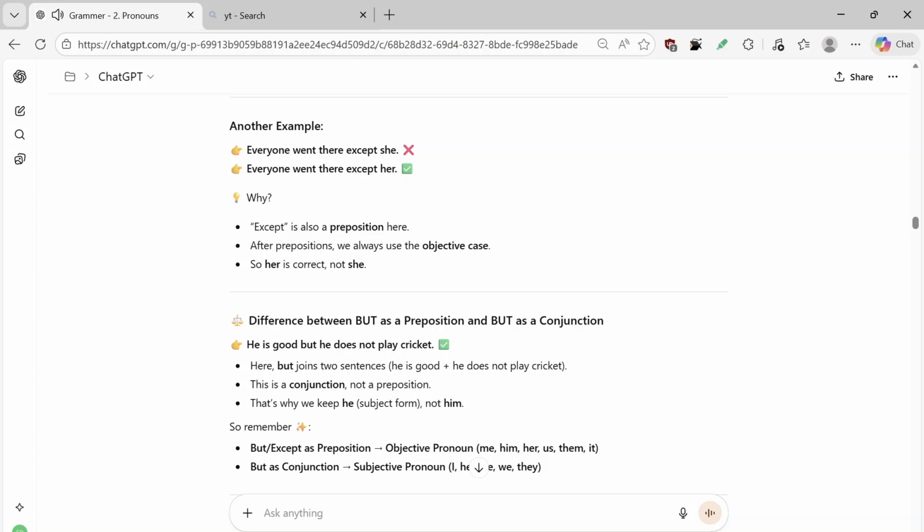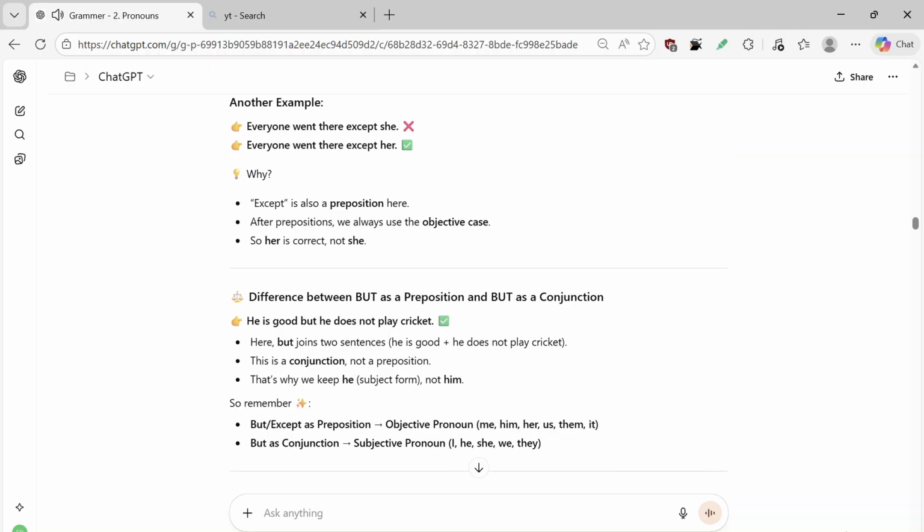Difference between but as a preposition and but as a conjunction. He is good, but he does not play cricket. Here, but joins 2 sentences: he is good plus he does not play cricket. This is a conjunction, not a preposition. That's why we keep he, the subject form, not him. So remember: but or except as a preposition takes an objective pronoun: me, him, her, us, them, it. But as a conjunction takes a subjective pronoun: I, he, she, we, they.